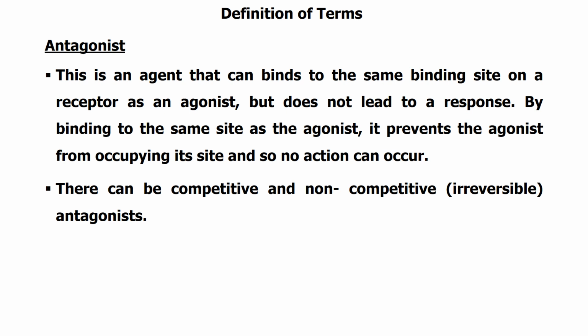On the other hand, an antagonist is an agent that can bind the same binding site on a receptor as an agonist, but does not lead to a response. By binding the same site as the agonist, it prevents the agonist from occupying its site, and so no action can occur. There may be competitive and non-competitive or irreversible antagonists.